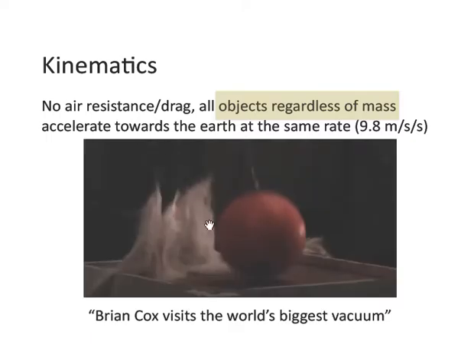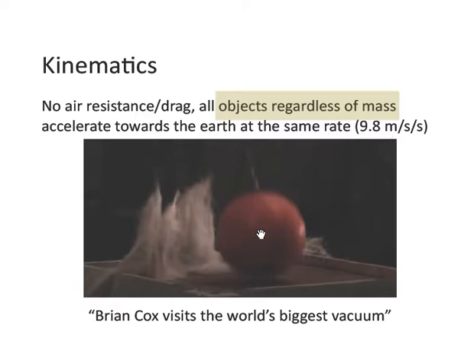Now, in this picture, you can see feathers and a bowling ball, and these feathers and bowling ball were dropped from the same height. Clearly, the bowling ball has much more mass, except they were dropped in an area which did not have any air in it. All the air was removed, so there was no air resistance and there was no drag. And indeed, when you can have this situation, a lighter object and a heavier object will accelerate at the same rate, 9.8 meters per second per second.